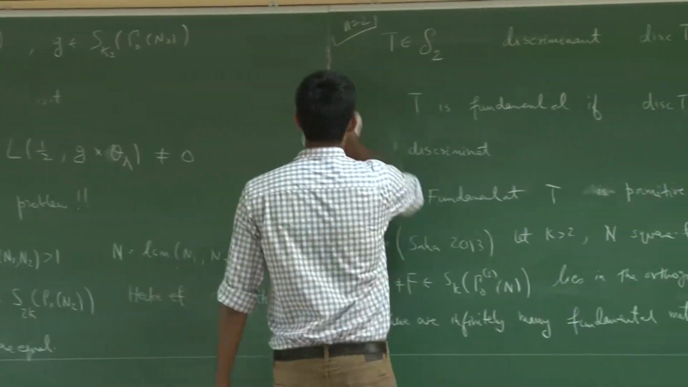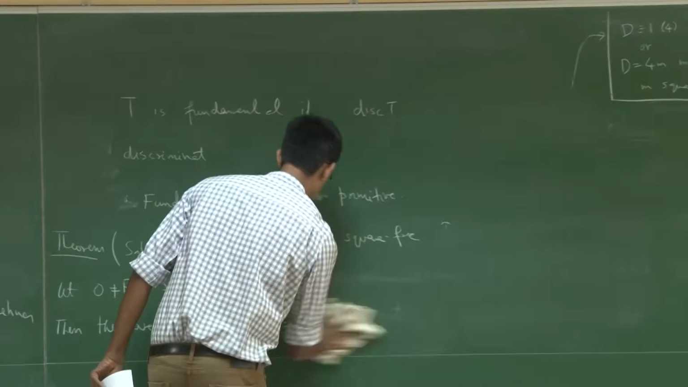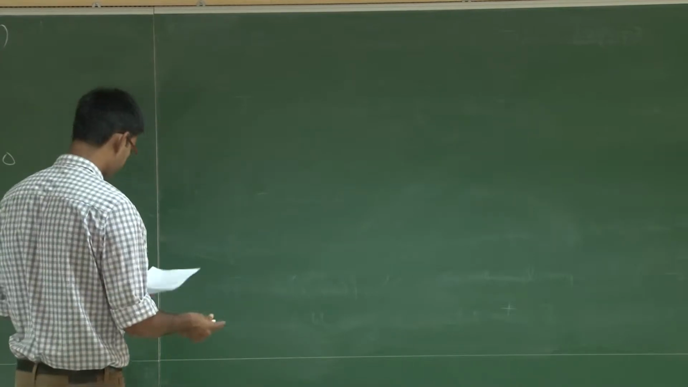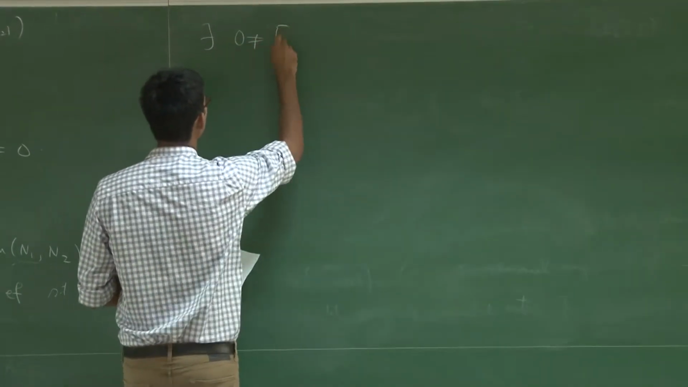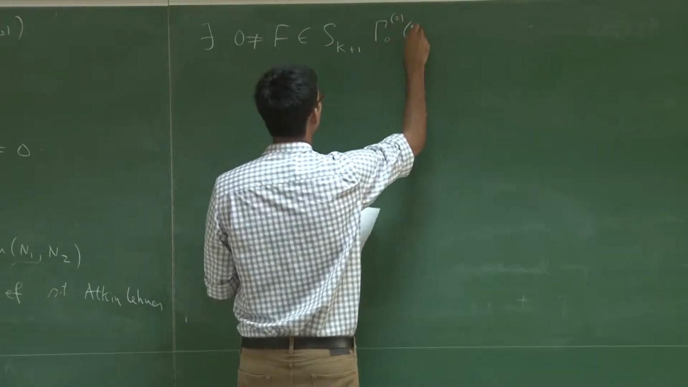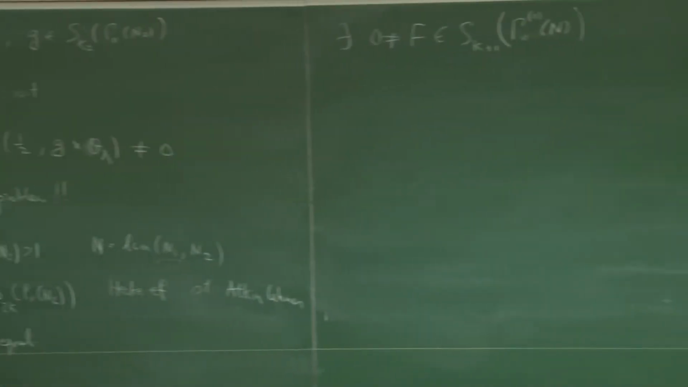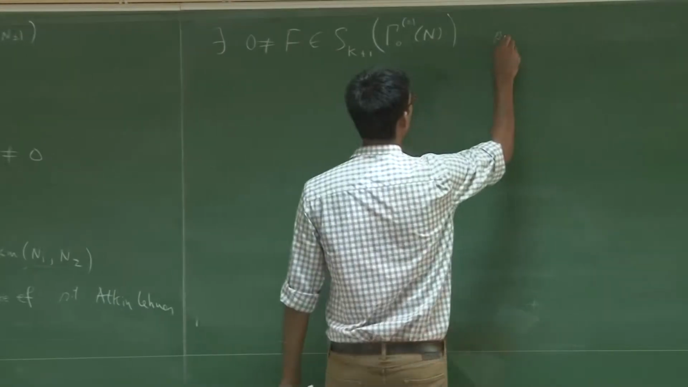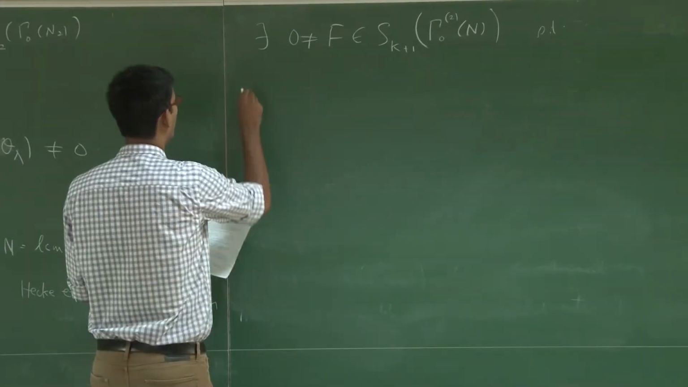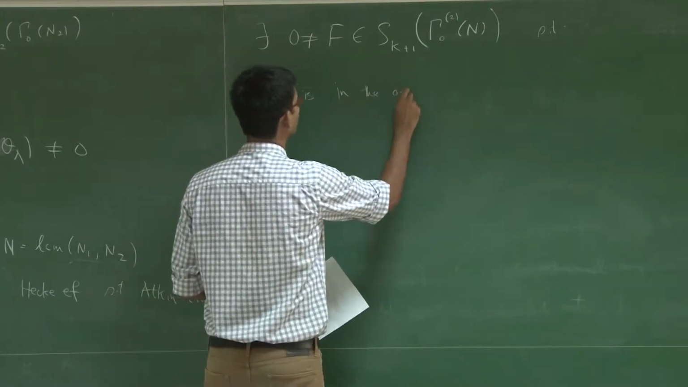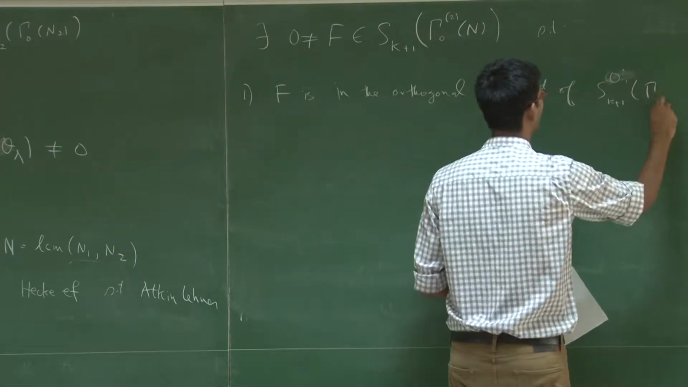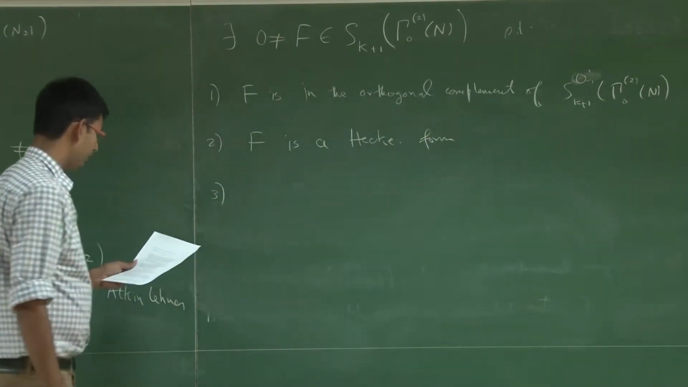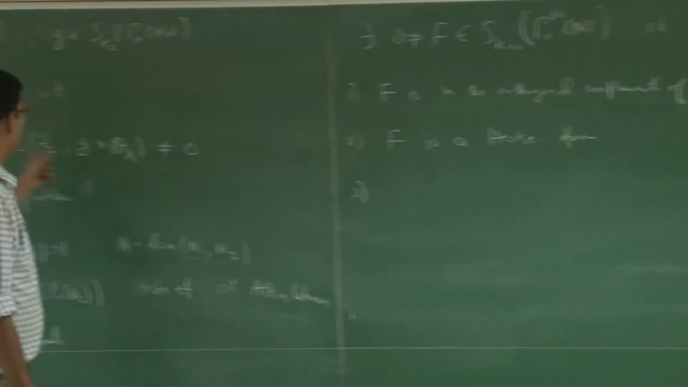Okay, so these are my f and g's, and then a classical construction due to Yoshida tells us the existence of the following Siegel modular form. So there exists non-zero F in S_{k+1}. So the level n is now the LCM, the weight is k plus 1, so you have 2 plus 2k, the half of that, such that number 1, F is in the orthogonal complement of the old forms. Number 2, F is a Hecke eigenform. Number 3, this is the thing which gives you this L function property.